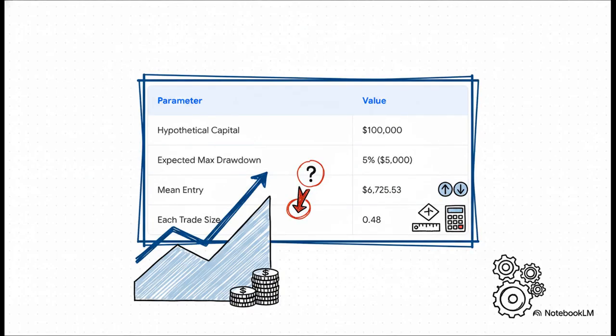Now, to make this all a bit more real, let's run through a quick hypothetical. Imagine you're starting with $100,000. The plan says the max you're willing to see it go down is 5%, so $5,000. That's your risk management. Based on those numbers, an average entry price is calculated, and that in turn tells you how big each trade should be. It's a very systematic way to figure out your position size.